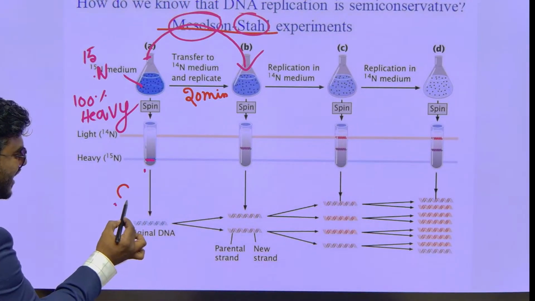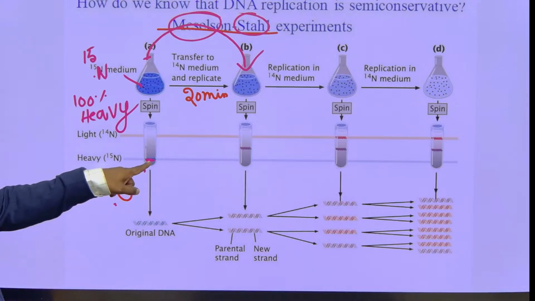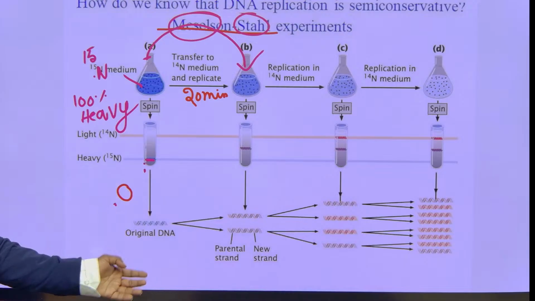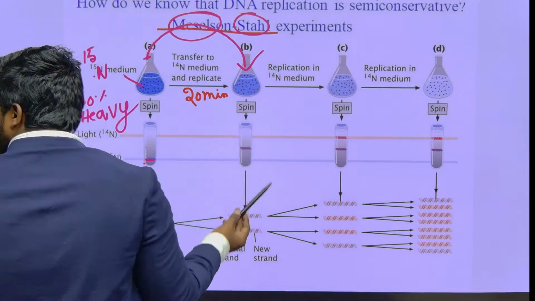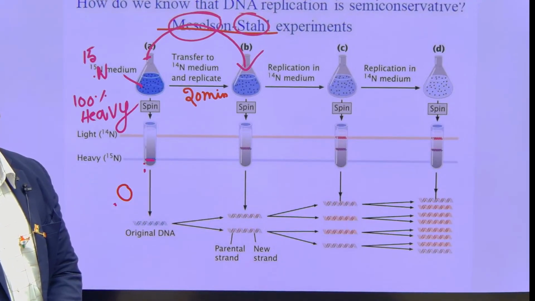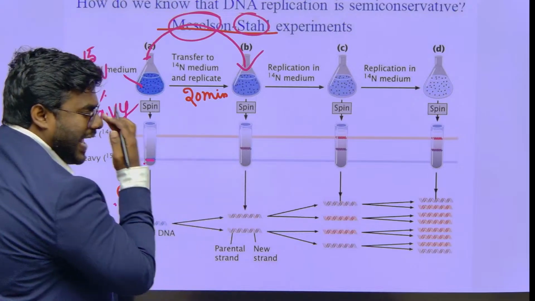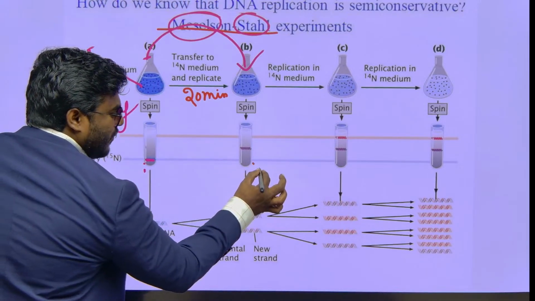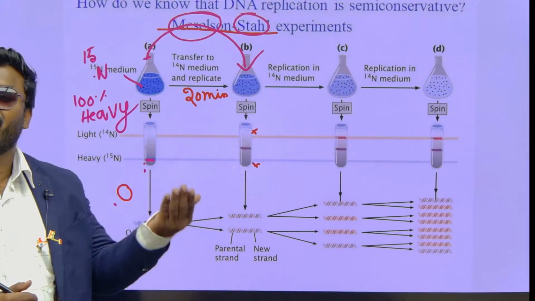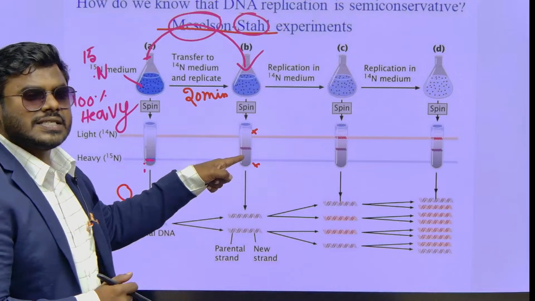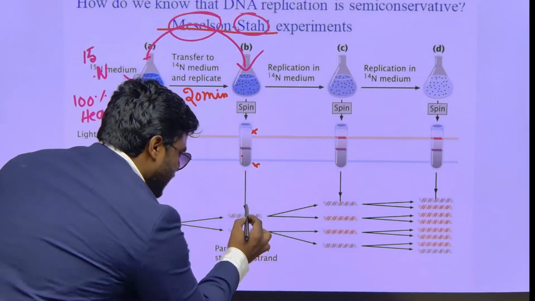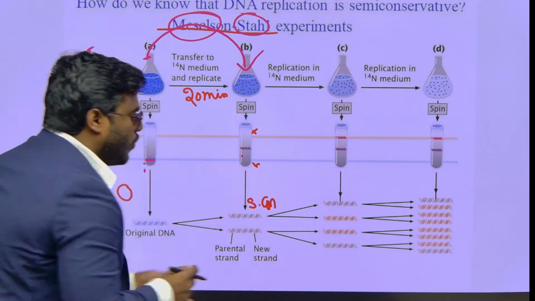This is called generation 0. In generation 0, what did we get, friends? All heavy DNA, or original DNA. Now what happened here? Tell me. I got a band which is settled in the middle. What does it mean? If it is heavy DNA, where is it found? Bottom. We didn't get that. If it is light, top. So neither heavy nor light did we get. What we got is intermediate. Correct na? So which model is that? The semi-conservative model. Correct na?